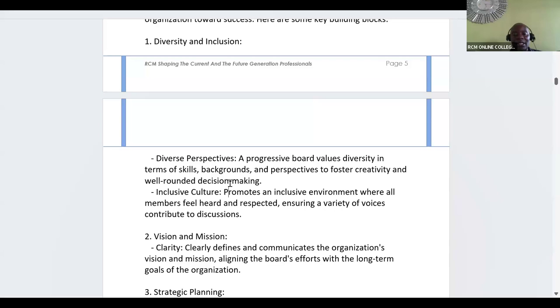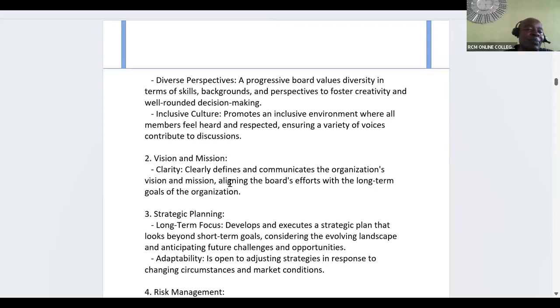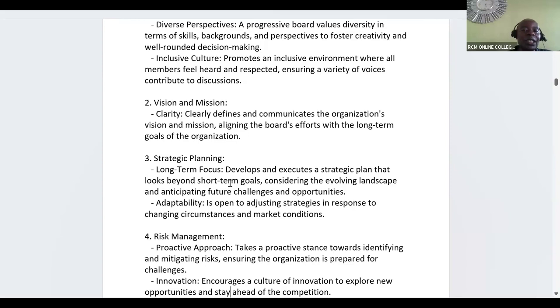Vision and mission. Clarity clearly defines and communicates the company's vision and mission, aligning the board's efforts with the long-term goals of the company. Strategic planning, long-term focus, develops and executes a strategic plan. If you are a member of a board of a company that doesn't have a strategic plan, you are not a progressive board. You are useless. No, there is nothing like useless, but please make changes there. And ensure that there is a strategic plan that is being followed through. A strategic plan that looks beyond short-term goals, considering the evolving landscape and anticipating future challenges and opportunities. Adaptability is open to adjusting strategies in response to changing circumstances and market conditions.